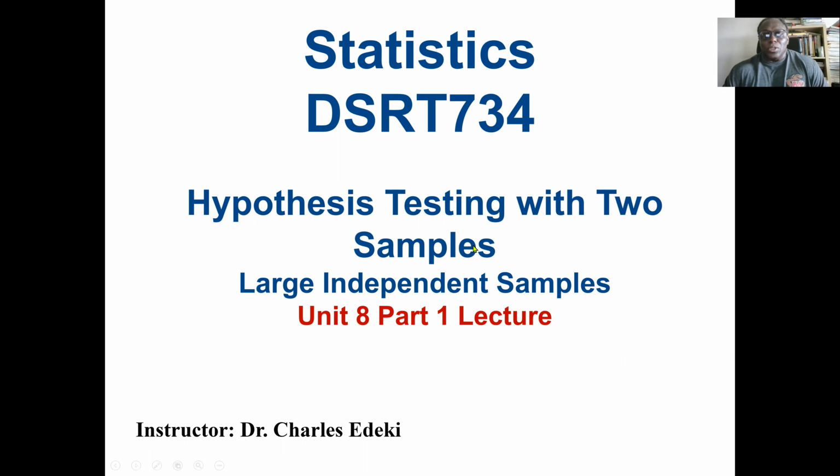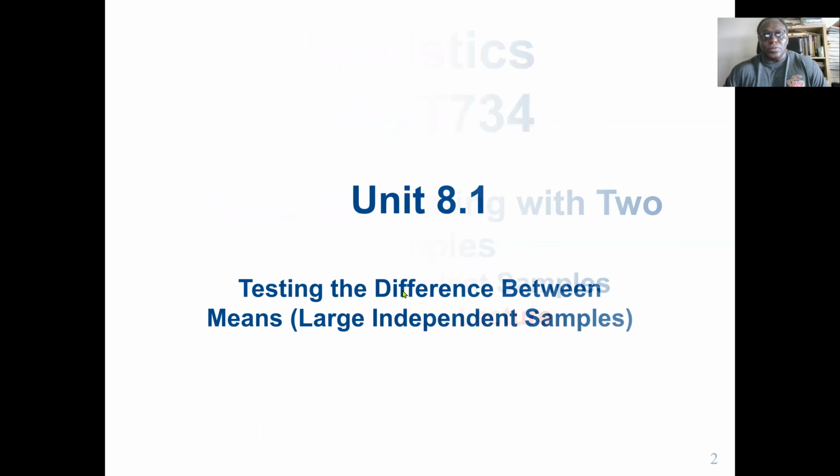Again, we have done hypothesis testing with one sample. We did it with regression, with correlations, with the t-distribution, and also with the z-score, which is the standard normal table. This time we are moving to hypothesis testing using two samples. There are two types. Our first lecture will focus on large independent samples, and the second lecture will focus on small independent samples.